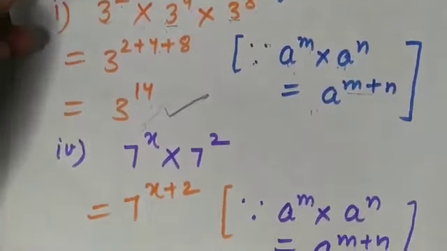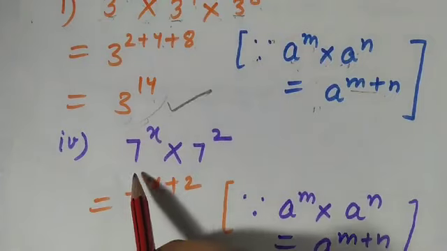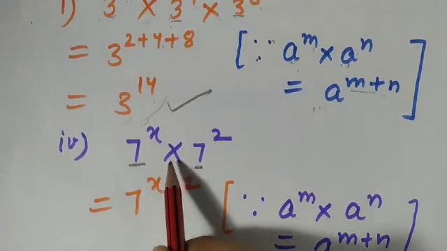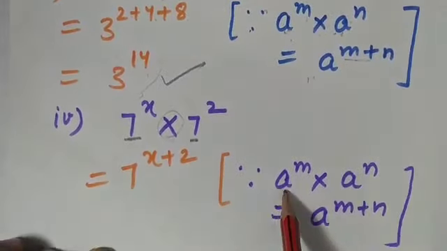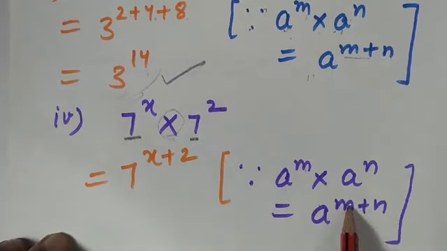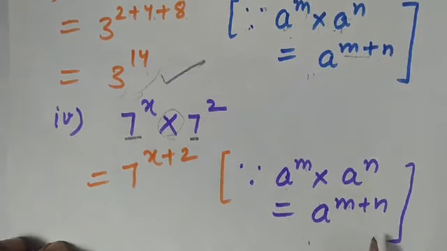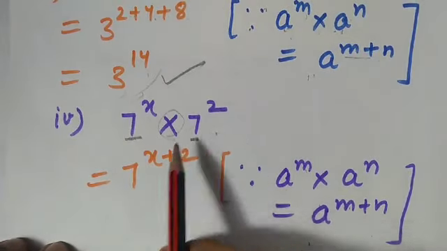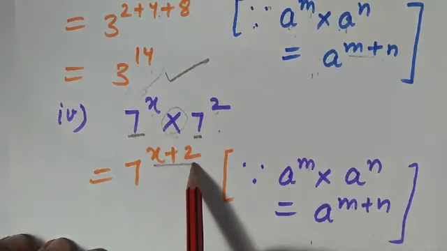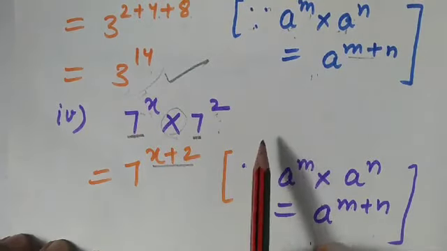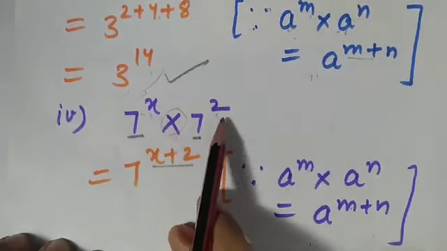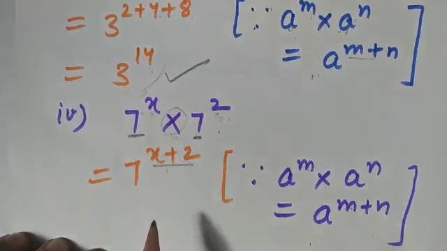7 to the power x into 7 to the power 2. Here I am observing that the bases are same again and multiplication in between, again using law first, that is a raised to the power m into a raised to the power n is equal to a raised to the power m plus n. The powers get added, so it will be x plus 2. Okay, we can't add them because constants are added to constants and variables are added to variables. So this will be simply x plus 2.